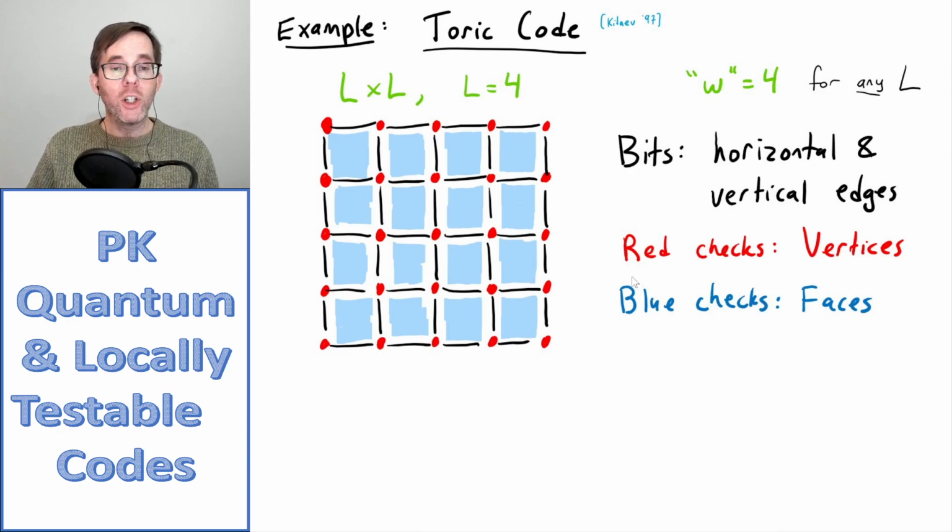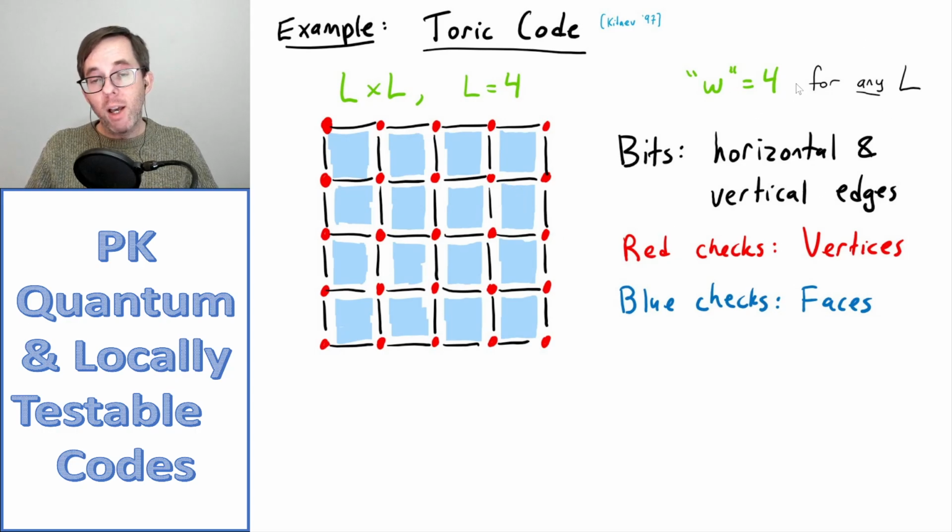And here's the situation. The bits are actually going to sit on the edges in this torus. And the red checks, or I think they're called X checks, will sit on the vertices. And the blue checks, which remember the Z checks, but never mind, the blue checks will sit on the faces. So what is the incidence structure? Well, the blue check checks all 4 incident edges, these are the bits, and also similarly the red checks, which are the vertices, check all 4 incident edges.